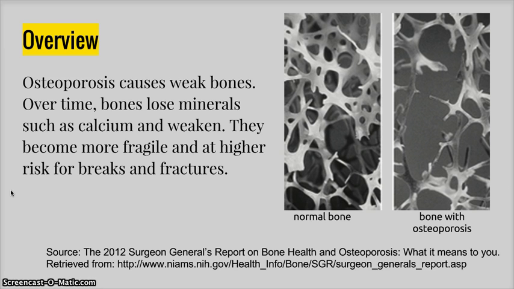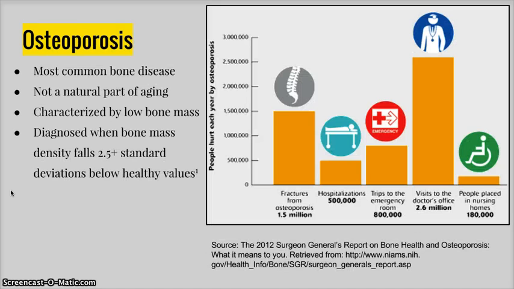After you reach your mid-30s, you begin to slowly lose your bone mass. This affects women faster than men, especially after menopause. While osteoporosis primarily affects the aging population, it is not considered to be a natural part of the aging process. Each year, nearly 1.5 million people are affected.